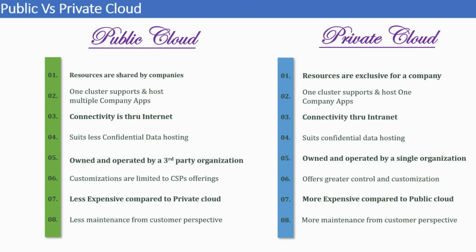Now let's try to compare the public cloud and the private cloud. Here in this slide, we are talking about the public cloud and private cloud differences. In the public cloud, the resources are all shared by multiple entities or multiple companies, which means a resource is shared across, and so it supports multi-tenancy. Whereas in the private cloud, the resources are exclusively made available for a particular entity or a company.